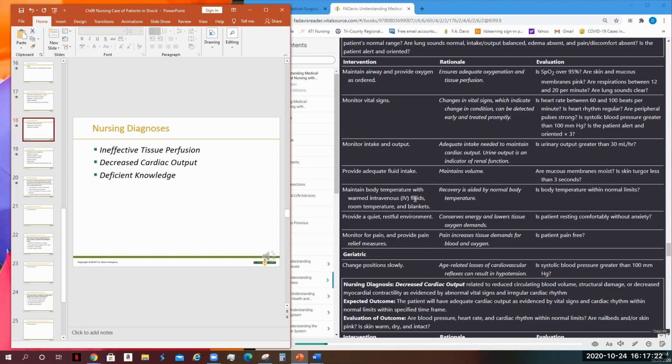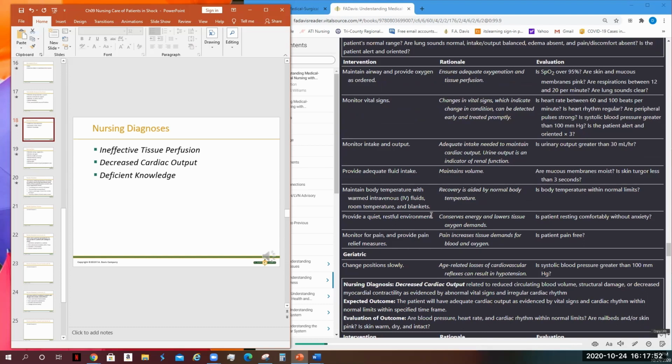Maintain body temperature with warmed IV fluids, room temperature, and blankets. Recovery is aided by normal body temperature. So is the body temperature within normal limits? Provide a quiet, restful environment, and the rationale is because this conserves energy and lowers tissue oxygen demands. So is the patient resting comfortably without anxiety?